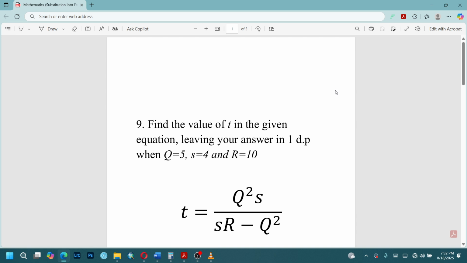In today's series, Series 9, we would be solving a practical substitution into formula problem in mathematics, right? So let's quickly delve into it.